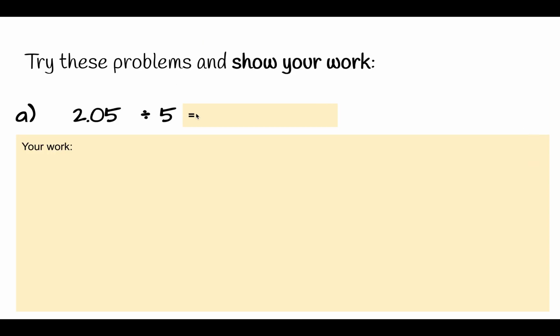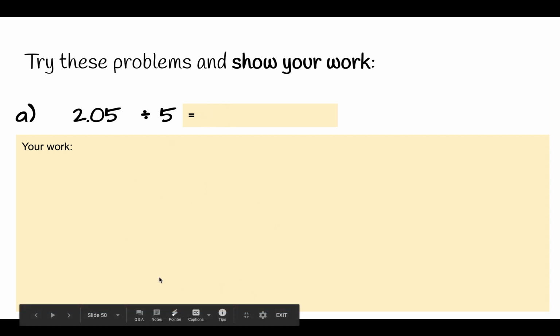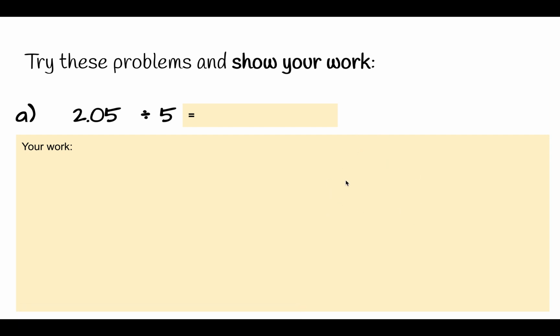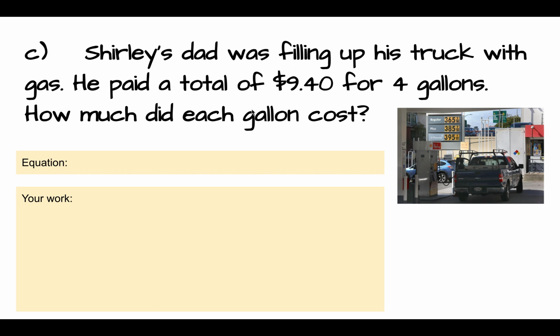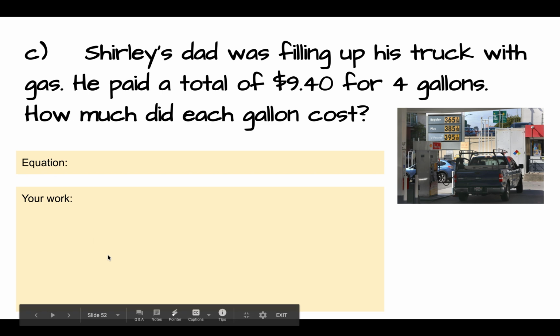So you're going to try this problem. Your answer goes here and your work goes here. So again, I expect to see a screenshot of the blocks and your written math over here. Same thing. And then this is a word problem where again, you're going to show your work using the blocks and written work.